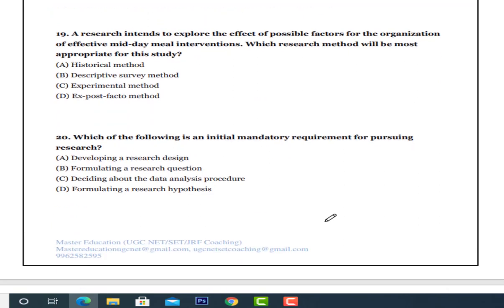The next one. The research intends to explore the effect of possible factors for the organization of effective midday meal intervention. Which research method will be most appropriate for this study? Okay. Effective midday meal intervention. Which research method will be most appropriate for this study?